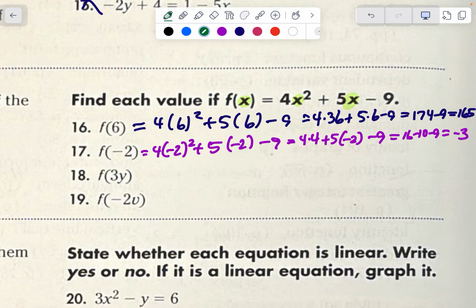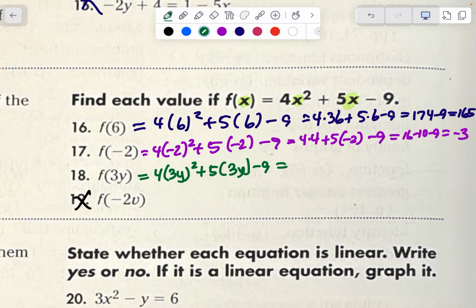Now, I'm not going to do 19, but I would like to do 18. We're going to do the exact same thing, except now we're replacing x's with 3y. So look at how you can write it. So it's 4 times (3y) squared plus 5 times 3y minus 9.